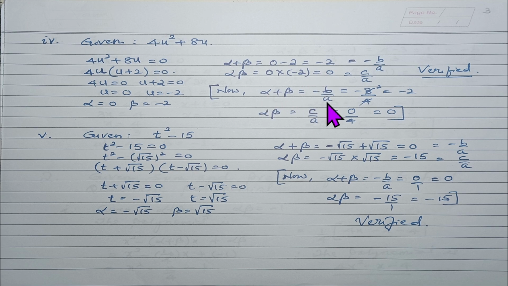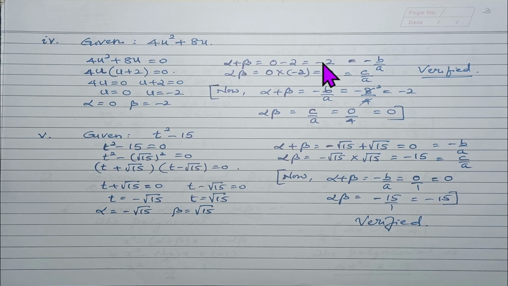Alpha plus beta is equal to minus b by a, and b is 8, therefore it is minus 8, and a is 4, so it is minus 8 by 4, which is minus 2. Alpha beta is equal to c by a, and as you know that c is 0 here, there is no constant here, 0 divided by 4 is 0.